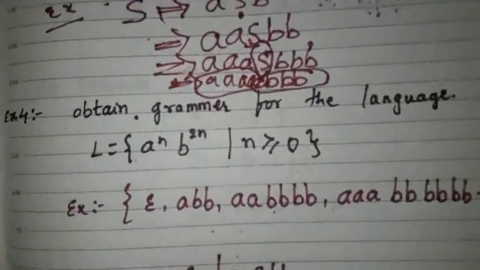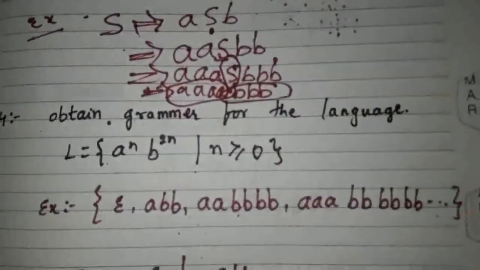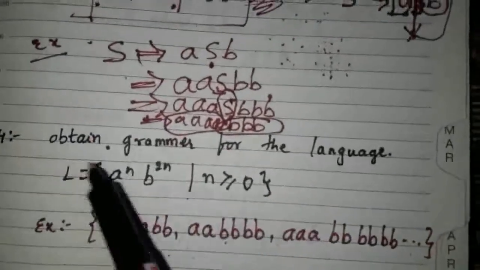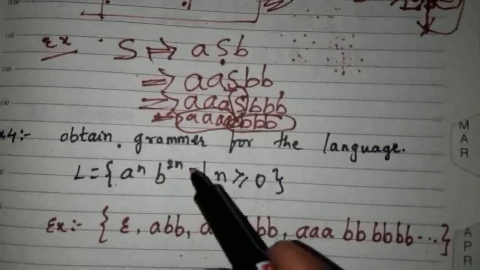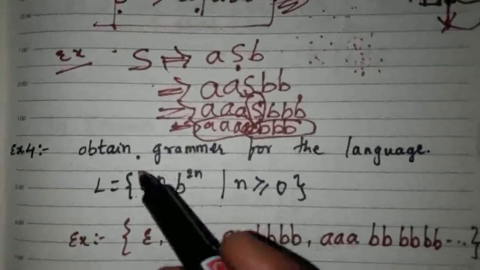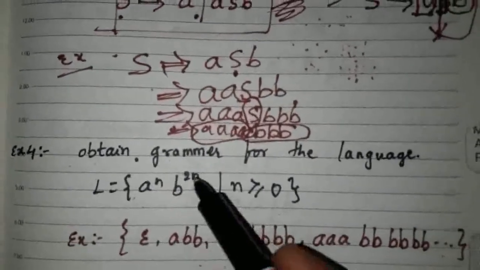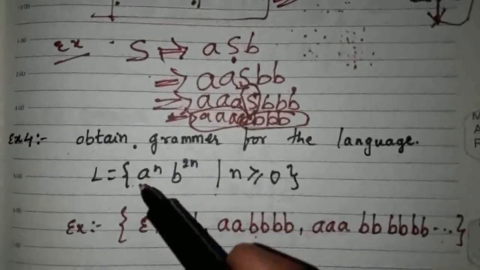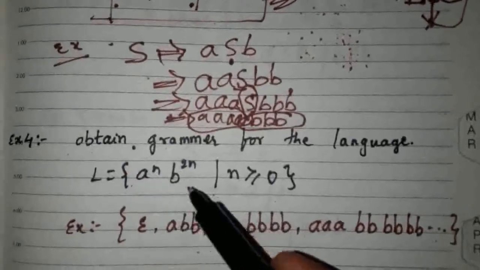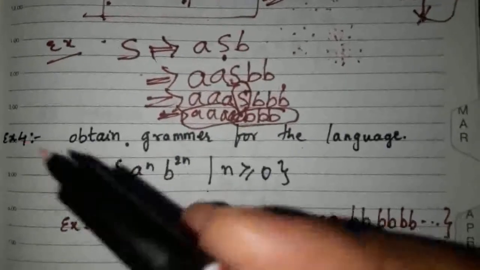So we'll take the next problem now. Look at the language given. Obtain the grammar for the language L = a^n b^2n. That means, if you have 1 a, there should be 2 b's. If you have 2 a's, there should be 4 b's. Whatever the number of a's you have, the number of b's should be exactly twice of it.